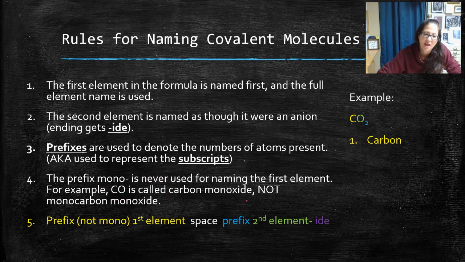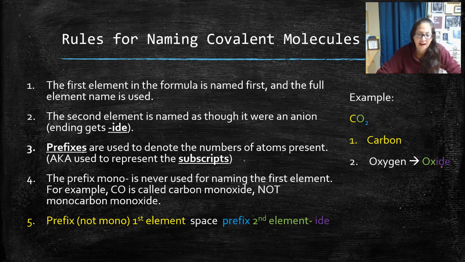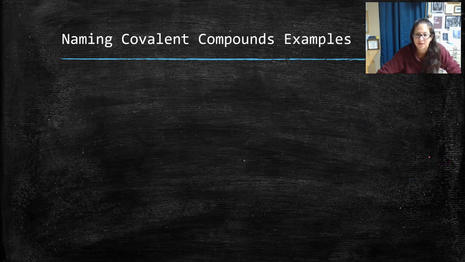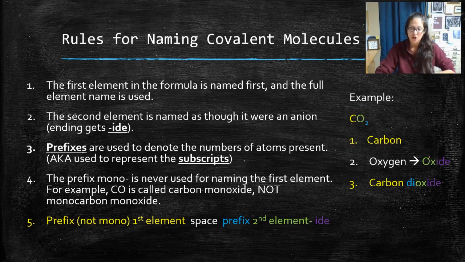There we go. Okay, so we have CO2. This is carbon dioxide, but how do you know to name it? Name the first element, carbon. Name the second element, drop the ending, and add "ide." So carbon, oxide, and then you add your prefixes and you get carbon dioxide. Notice that we didn't use mono, even though there's one carbon, because it was written first.